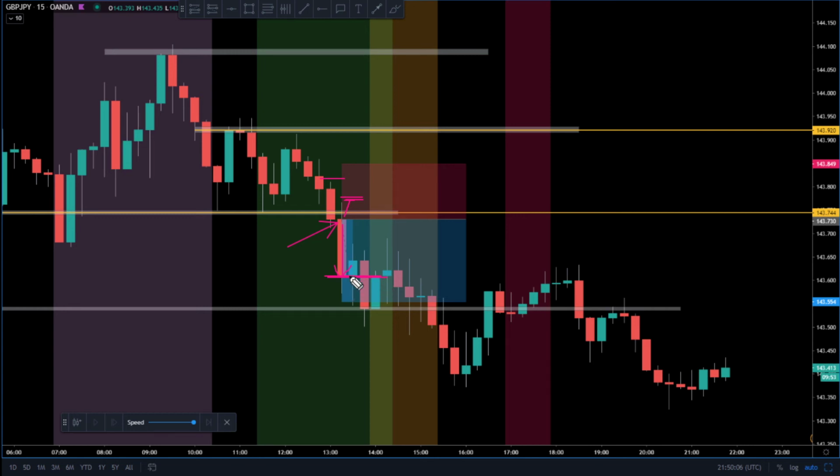I banked the remaining. I closed the majority of it. I think I closed the whole thing actually. Closed like 90% at this level. And then price went down and it had this little rejection. I ended up just closing the full thing.